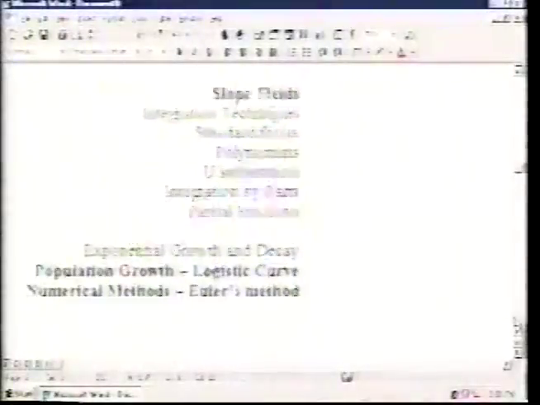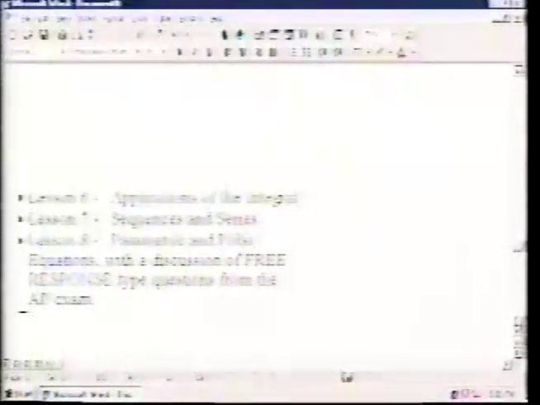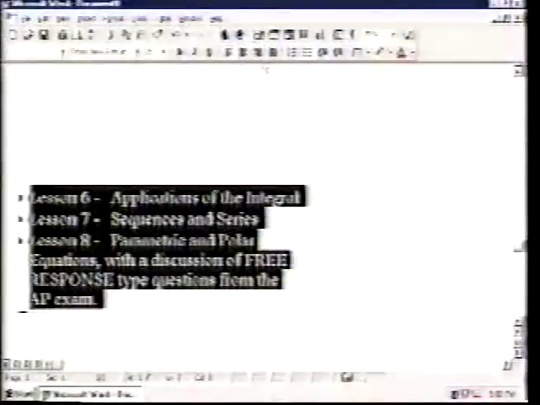And then for the rest of the course, lessons 6, 7, and 8, next week. Lesson 6, we're going to be looking at applications of the integral. Those of you that remember the shell method, the disk method, all those nice methods of finding volumes, and quite a few other little applications, some interesting applications. We're going to look at those next class.